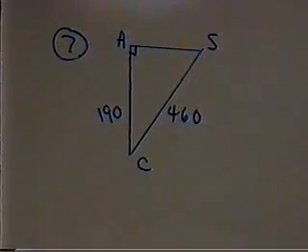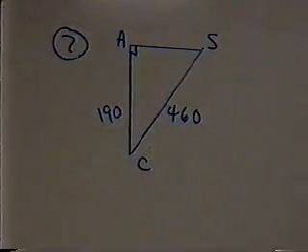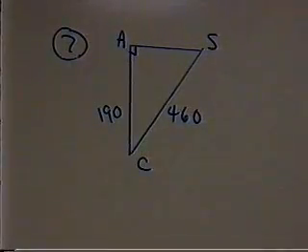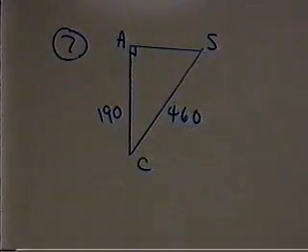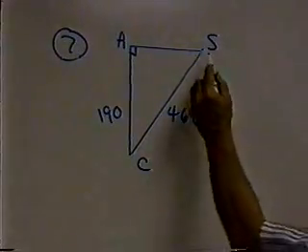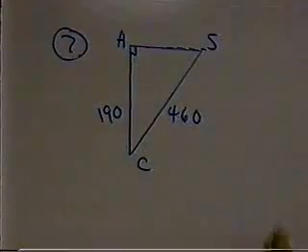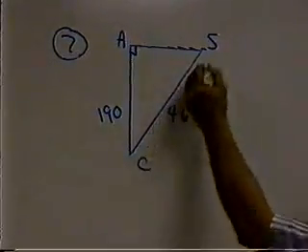So this one says Akron, Ohio is 190 miles due north of Charleston, West Virginia. So we'll use C for Charleston and A for Akron, all right? So Akron, Ohio is 190 miles due north, straight up from Charleston. Okay, we got that. Stamford, Connecticut is due east of Akron and is 460 miles from Charleston. So we get to put the 460 here.